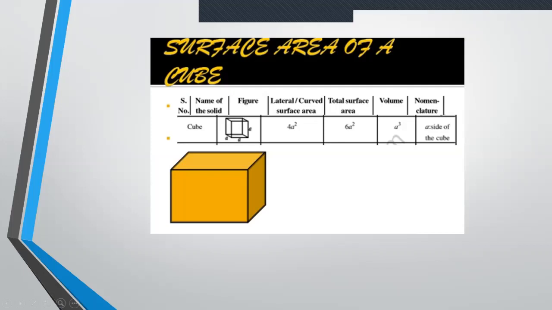Starting with surface area of a cube. As you know, the lateral surface area is 4a square. Total surface area is all the 6 faces. So, good morning, dear Siddharth. Good morning. So it is 6a square. Volume of a cube is a cube. Fine with that?